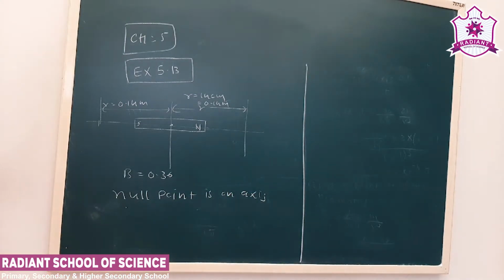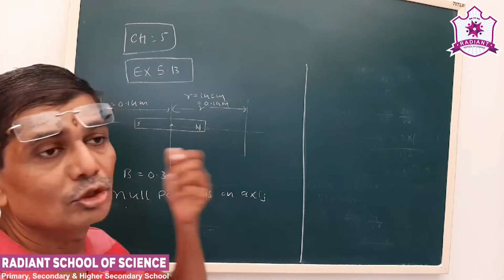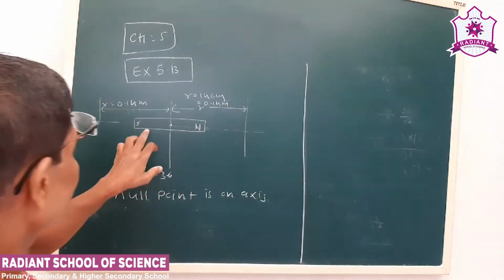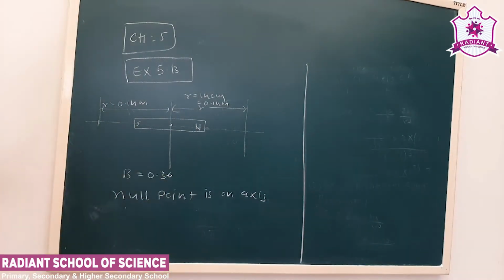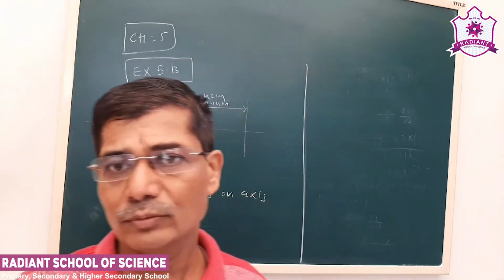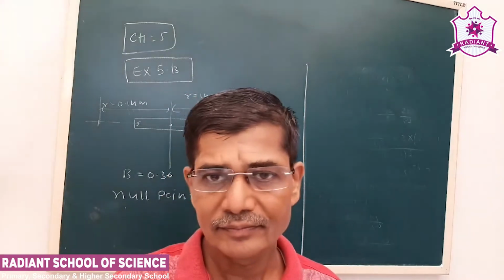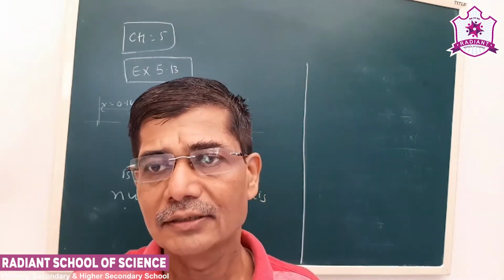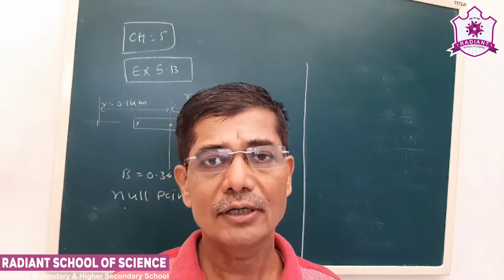Okay, so in that case, the magnetic field of the earth should be equal to the magnetic field of a bar magnet. Remember the definition of a null point: the point at which two magnetic fields cancel out each other, or the resultant magnetic field is 0, is called a null point.